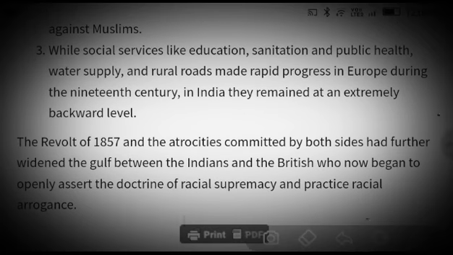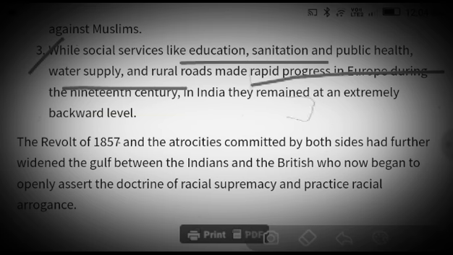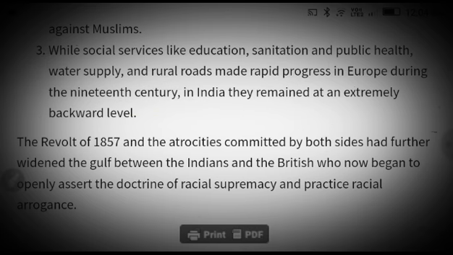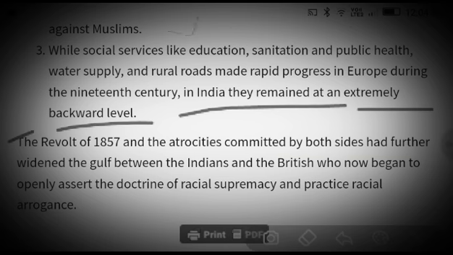Social services like education, sanitation, public health, water supply and rural roads made rapid progress in Europe during the 19th century, but in India they remained at an extremely backward level. On the other hand, Europe grew rapidly in the 19th century, but India remained at a backward level.